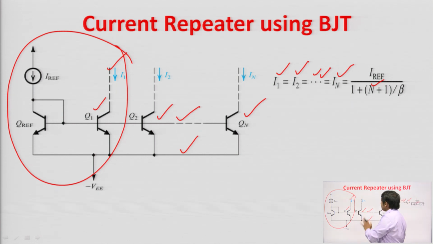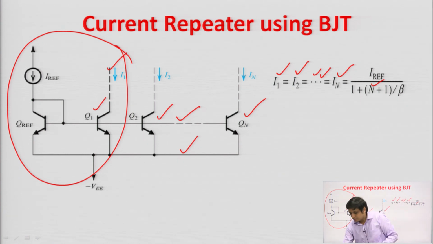Fine. So, this current repeater circuit is very much used in multi-stage amplifiers, because there are many stages in cascade. So, we need that biasing current, and we simply design a basic current mirror and further just copy that current by using additional transistors. So, this is called current repeater, because the current is repeating itself.